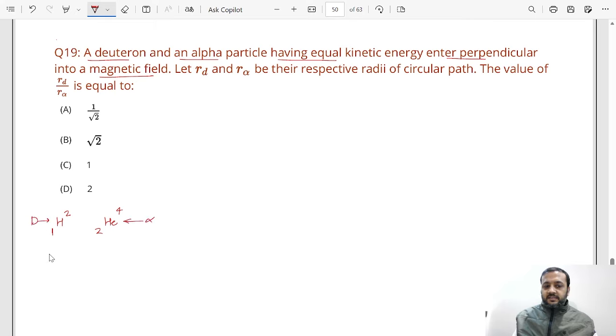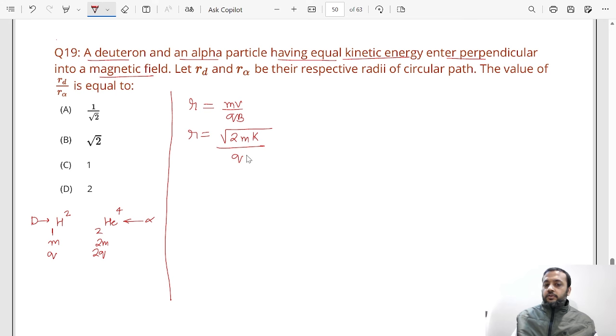So if you compare charge wise, the charge here is q, then it will be 2q here, and mass wise, if you call mass as m here, then this will be 2m. So both charge and mass on the alpha particle are double that of deuteron. Now, we know that when a charge is thrown in a magnetic field perpendicular to it, then it performs a UCM whose radius is given by mv by qB. Now again, the question says that both deuteron and the alpha particle have equal kinetic energy. So this mv is the linear momentum, which can be written as under root 2 into mass into kinetic energy, upon q into B.